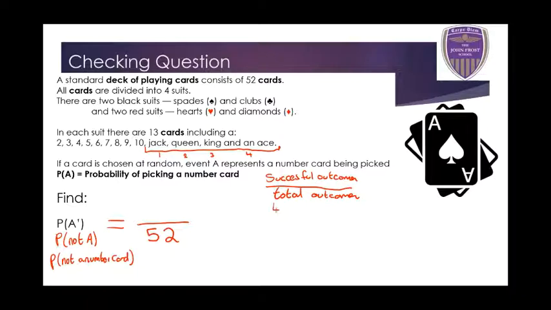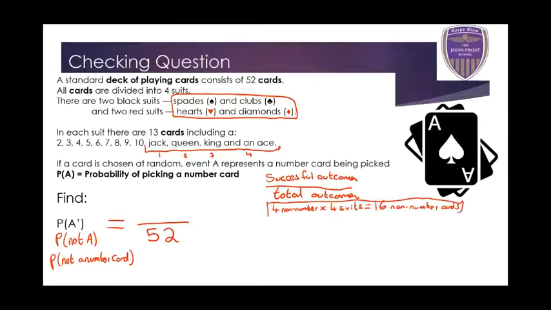So we have 4 non-number cards. But remember, there's also 4 suits. For every card, there's one of each card in every suit. So we've got the 4 non-number cards, and we need to multiply that by the 4 different suits. So 4 times 4 means that there are 16 non-number cards in a deck of cards. So that's our number of successful outcomes, non-number cards. So we've got 16 over 52.